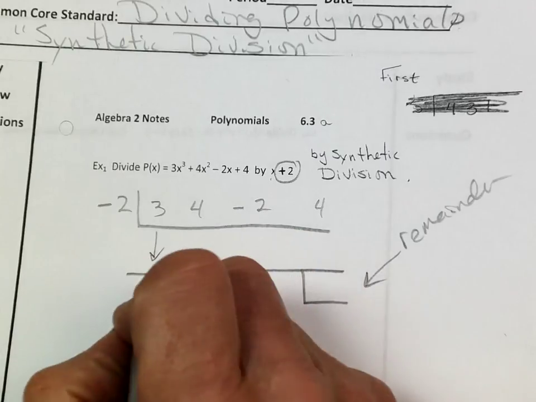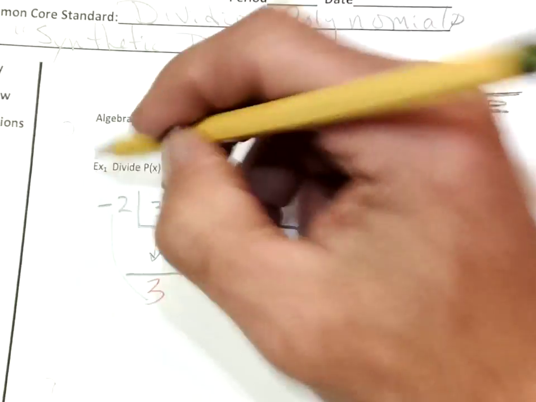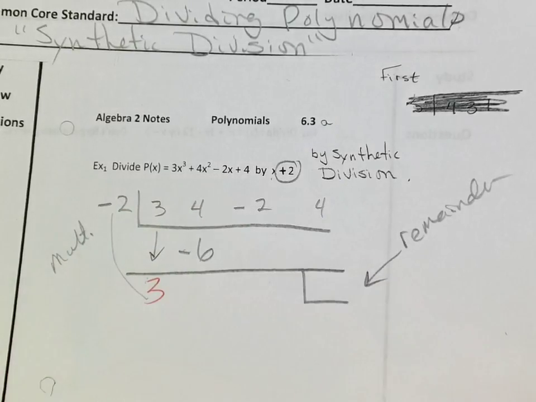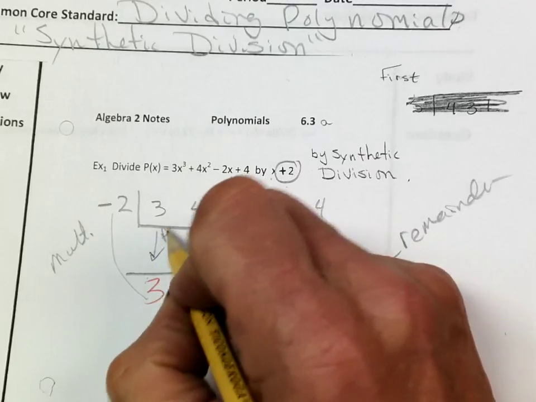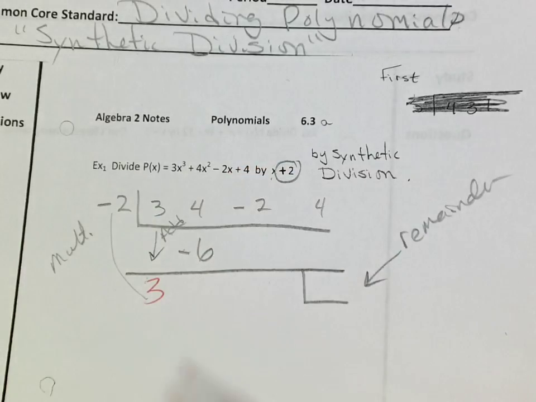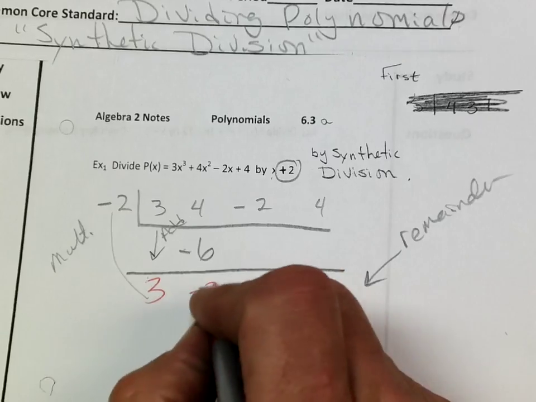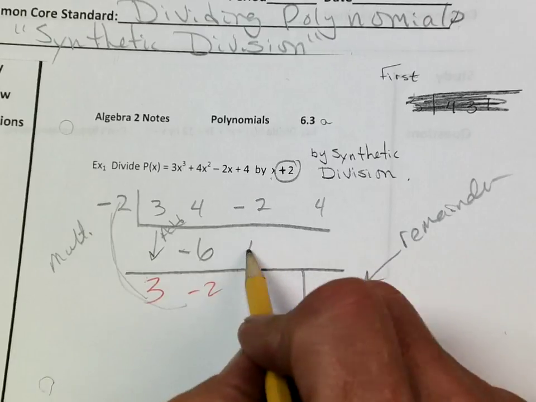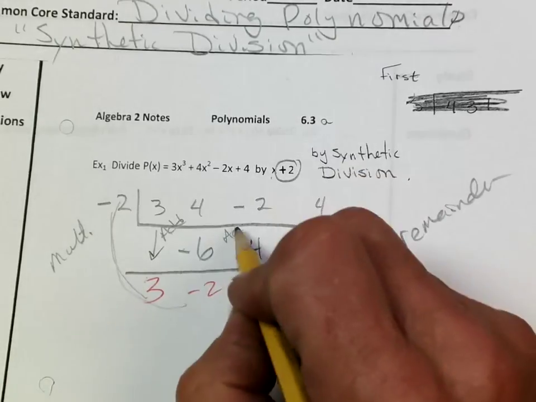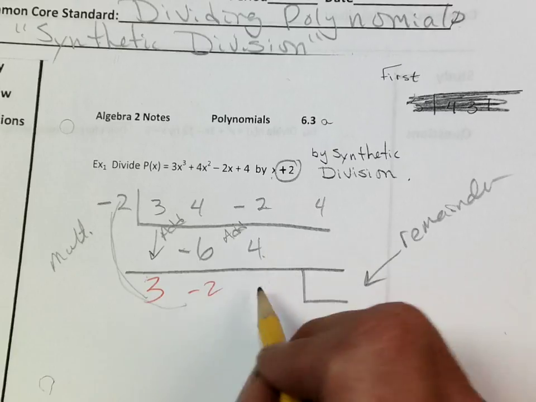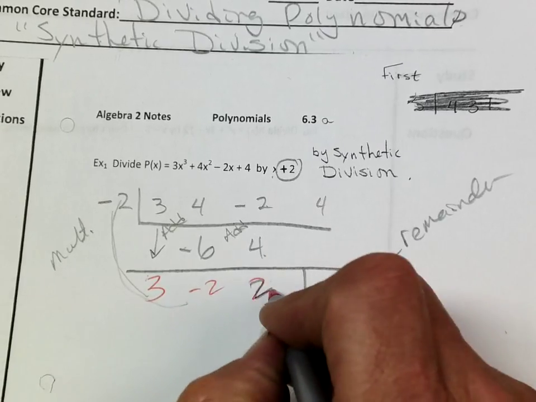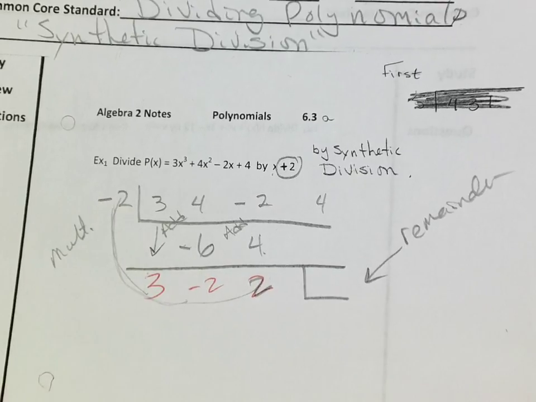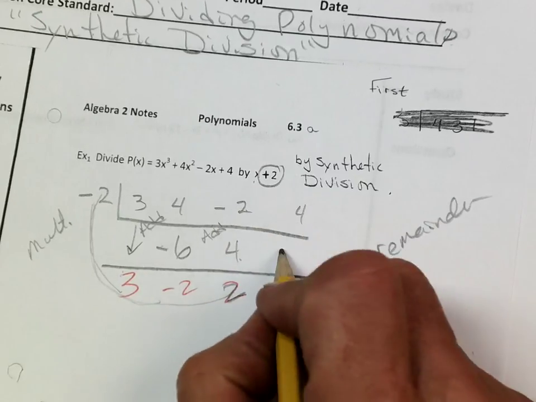Now we're going to multiply. 3 times negative 2 is a negative 6. And now I'm going to add. Don't subtract. Just add. 4 plus a negative 6 is a negative 2. Multiply. Negative 2 times negative 2 is a positive 4. We're going to add. Negative 2 plus 4 makes a 2. And then multiply. 2 times negative 2 is a negative 4, right? So we get a negative 4. Add and we get 0.